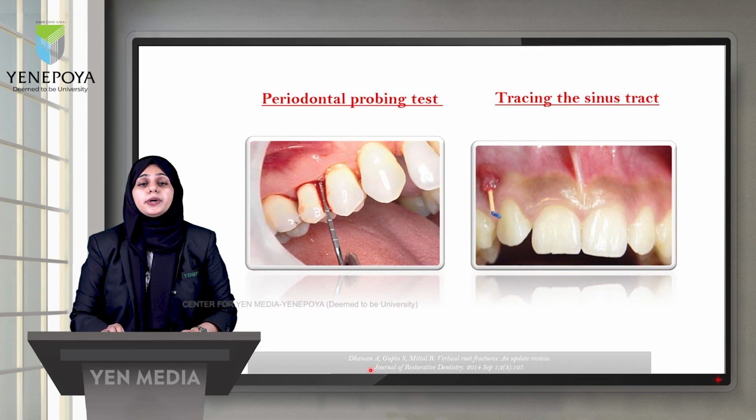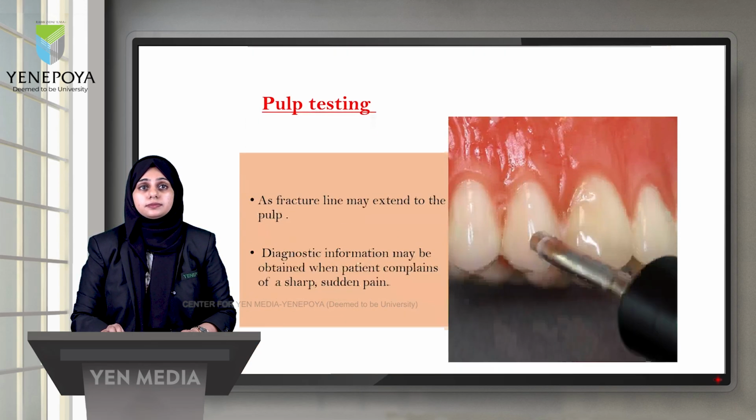Next comes the periodontal probing test. Probing with the help of a periodontal probe reveals a narrow isolated periodontal defect in the gingival attachment. Tracing the sinus tract: if there is any sinus present, then gutta-percha or an explorer can be used to trace the sinus back to its origin.